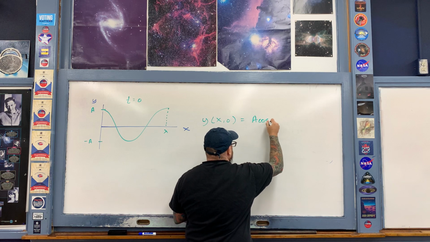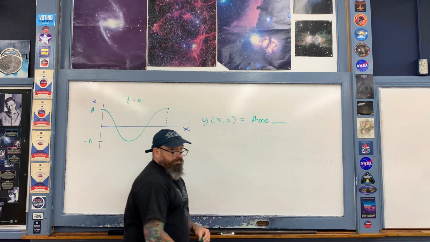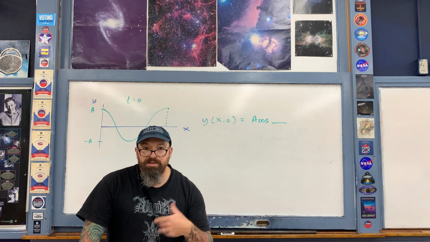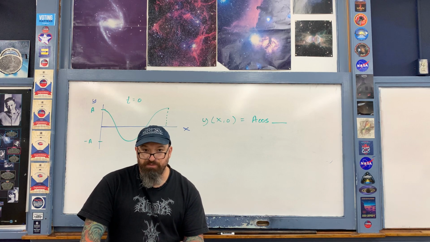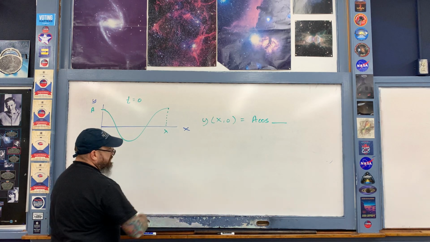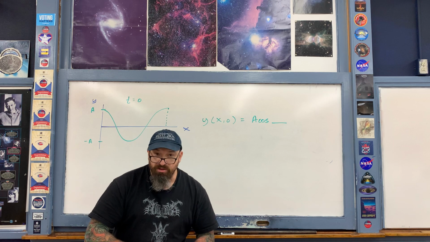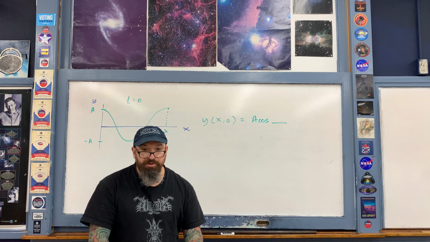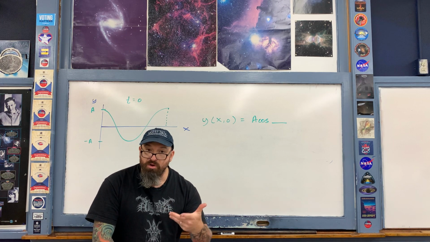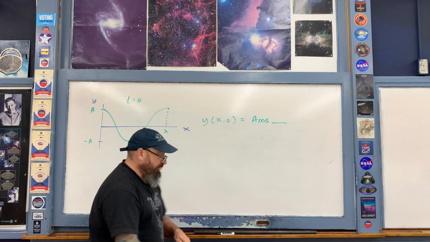A cosine of something. So now, what is the argument here of the cosine function when describing what this picture looks like? Well, let's make a comparison between what we're doing here for a simple periodic wave and what we already know from earlier for simple harmonic motion.